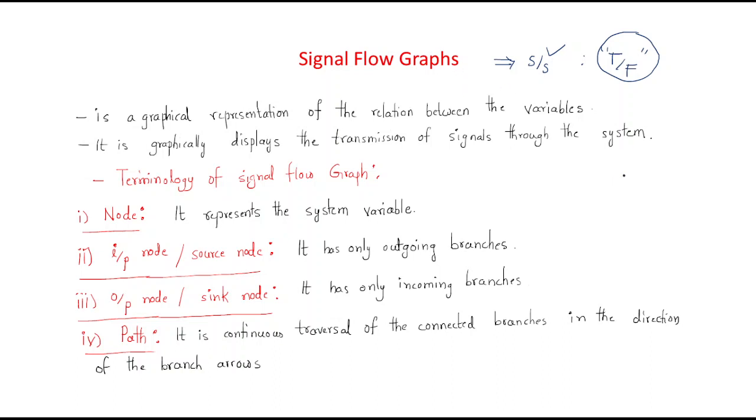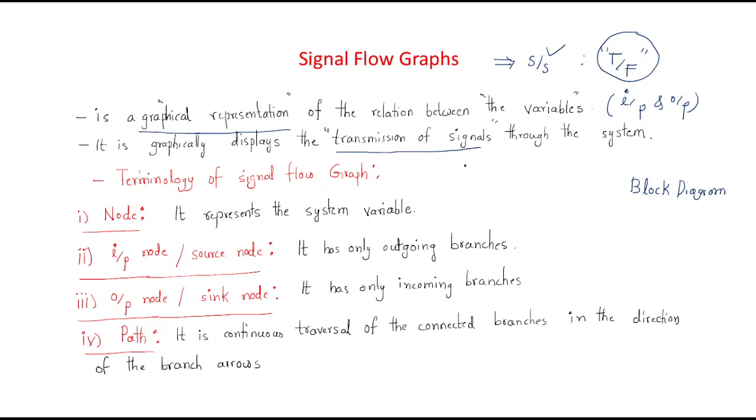Another method is the block diagram method, which also represents the system. A signal flow graph is a graphical representation of the relation between the variables. The variables are the input and output, and the branch elements. It graphically displays the transmission of signals through the system, so it represents the system in terms of signals.